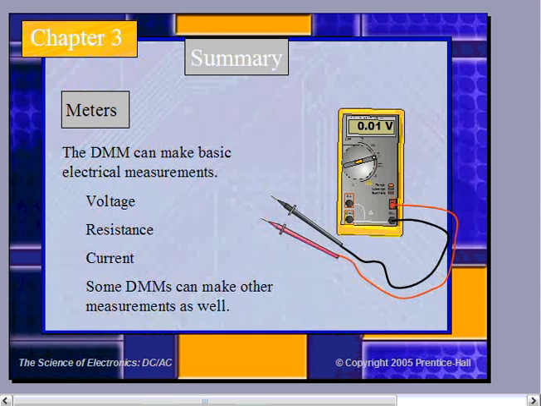A DMM can make basic electrical measurements: voltage, resistance, current. Some digital multimeters can make other measurements as well.